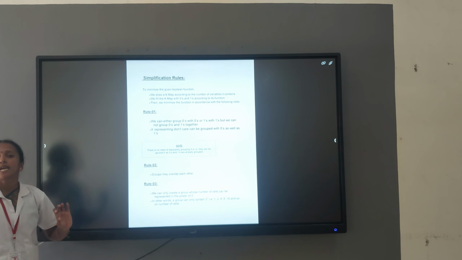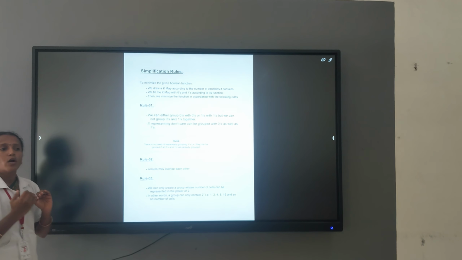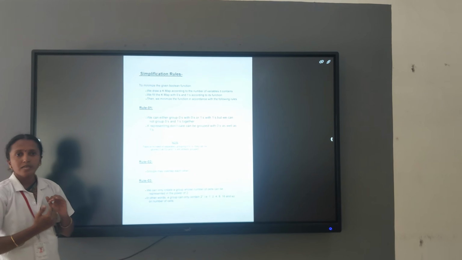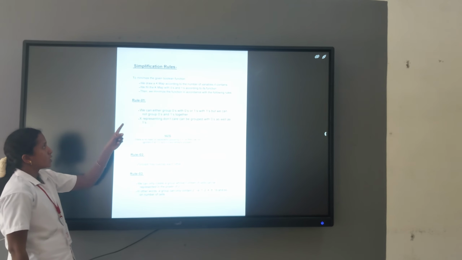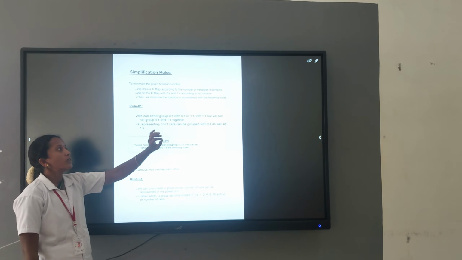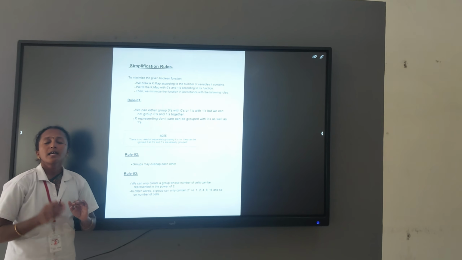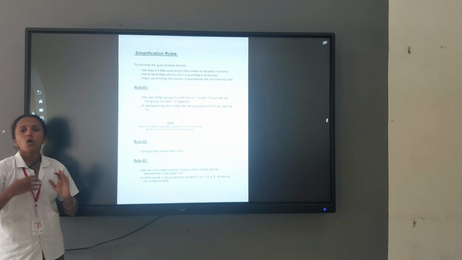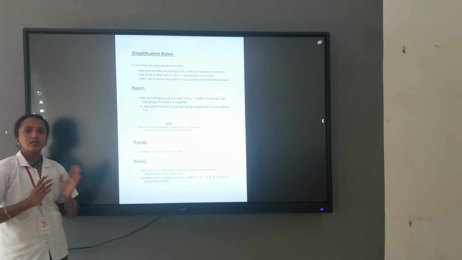Next one is simplification tools. For the K-map, we have some rules and regulations: what are the things we do, and what are the things we do not do. We are going to see these in the upcoming slides. Totally there are 7 rules. Rule number 1: we can group zeros with zeros and ones with ones, but we cannot group zeros and ones together. That means at a time we can group only ones or only zeros. We can't group both zeros and ones.